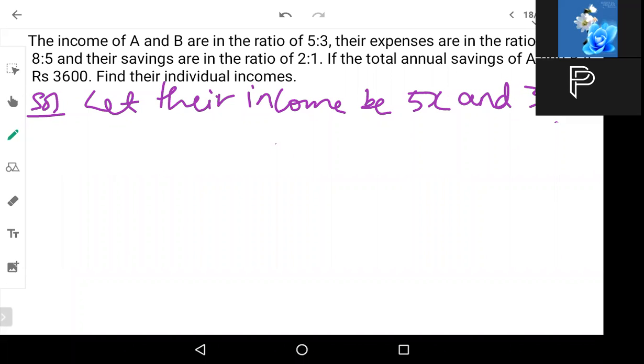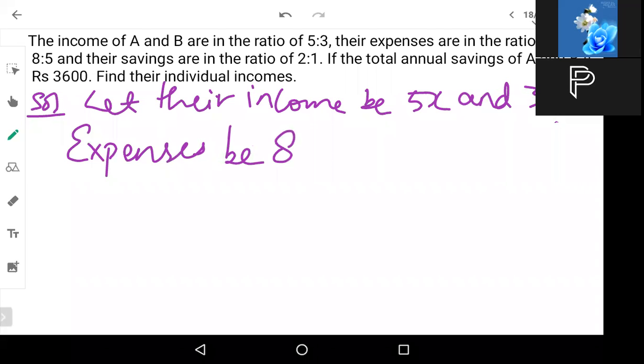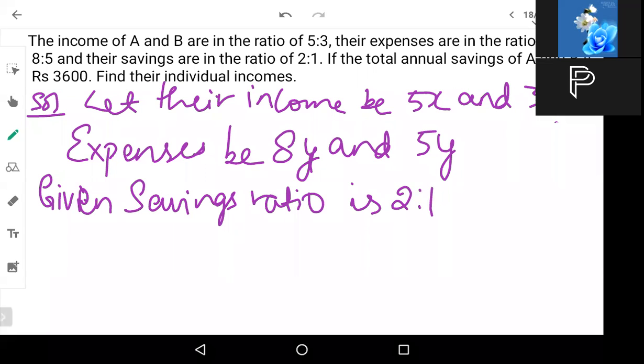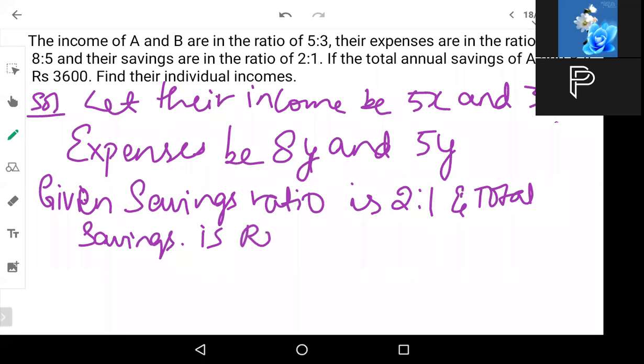Then expenses be, what is the expense ratio? 8:5. So 8y and 5y. Okay, and what is the savings ratio given? Given savings ratio is 2:1 and total savings is rupees 3600.